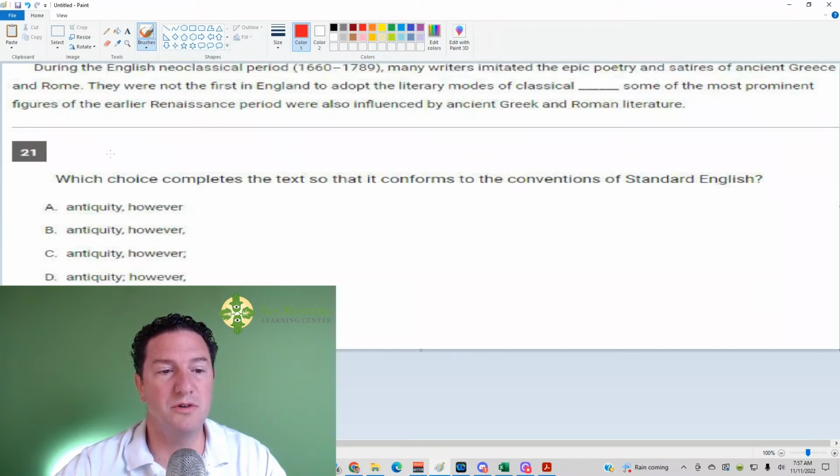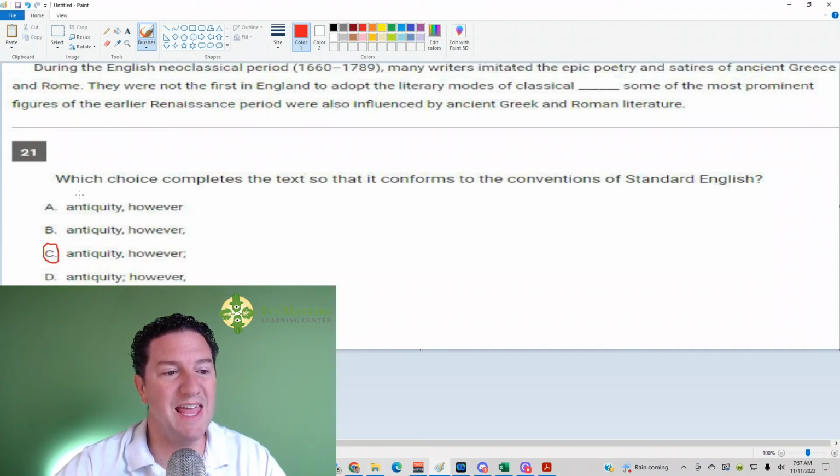In other words, when I test out answer choice C, they were not the first in England to adopt the literary modes of classical antiquity, however. And then the second independent clause, some of the most prominent figures in early Renaissance period were also influenced by ancient Greek and Roman literature. So the correct answer here is going to be C, because however should be coupled with the first independent clause because the first and second sentences are showing that contrast.